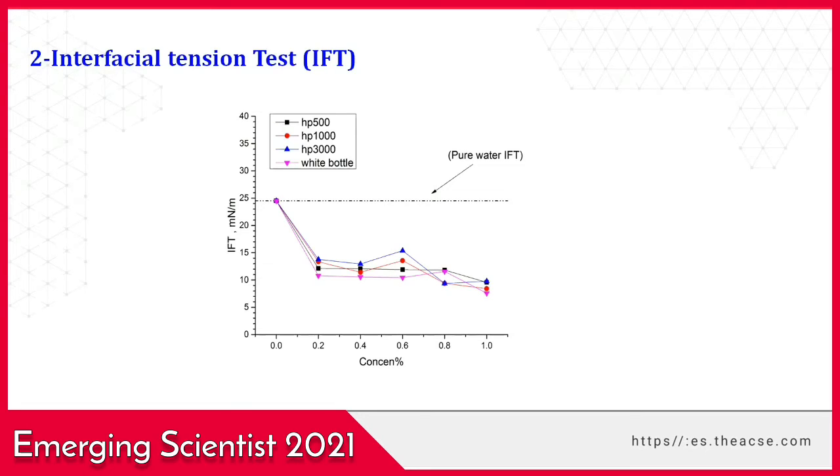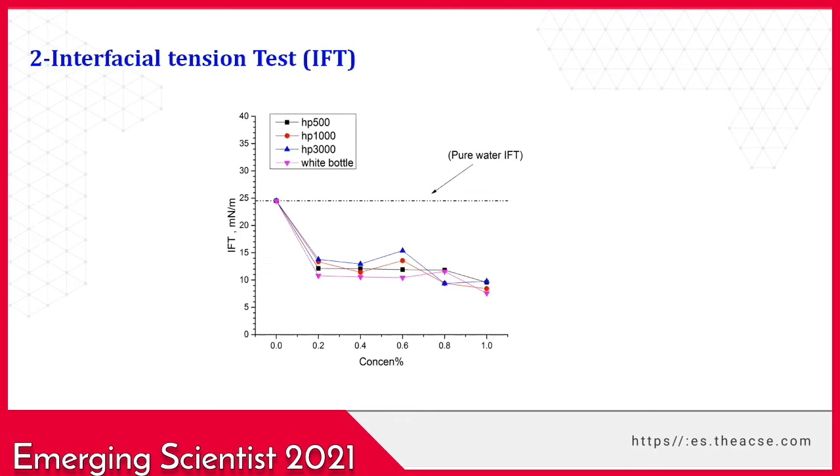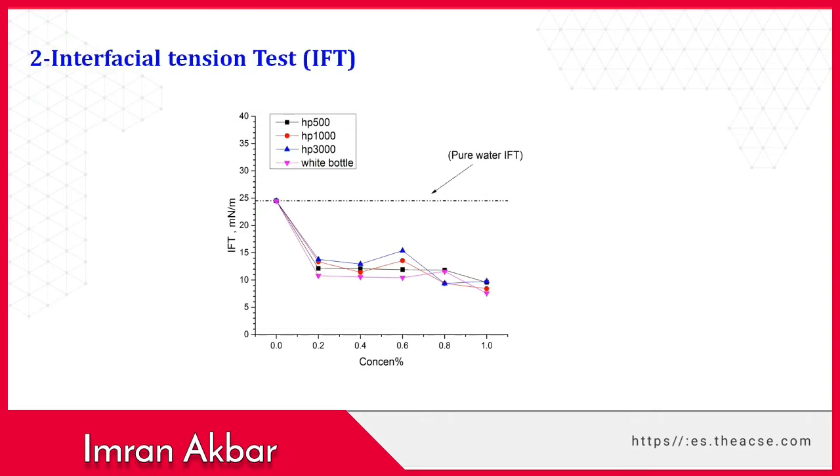We used different kinds of nanosuspensions like HP 500, HP 1000, HP 3000, and nanosuspensions of white bottle. We compared the IFT of these nanosuspensions with the pure water IFT. Pure water IFT has a value of approximately 25, and all the nanosuspensions produced lower IFT as compared to pure water. But among all these nanosuspensions, the white bottle nanosuspensions produce the lowest IFT, which is our best choice for the petroleum industry. So we are using these nanosuspensions for further tests in the sandpack tube.